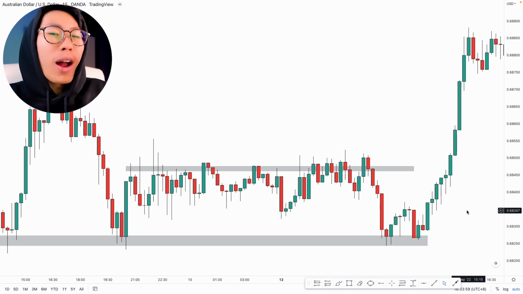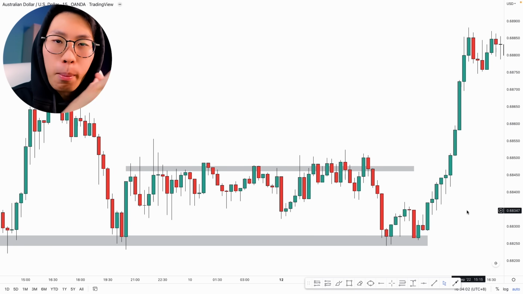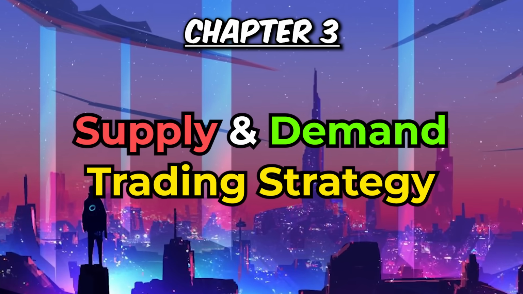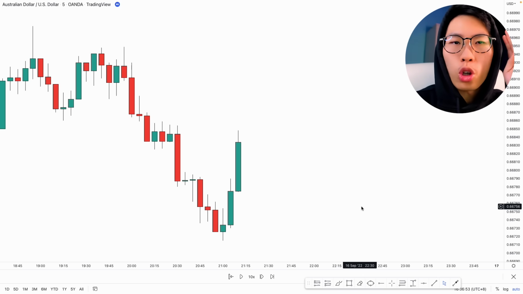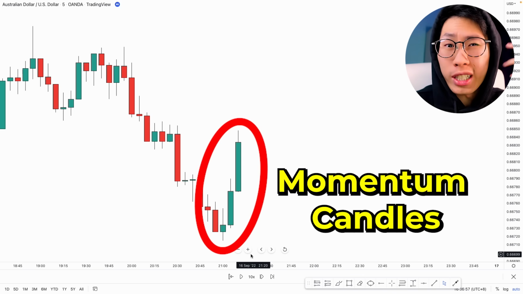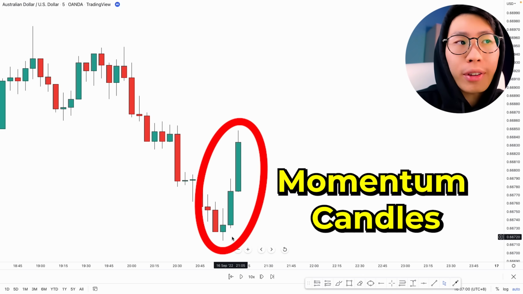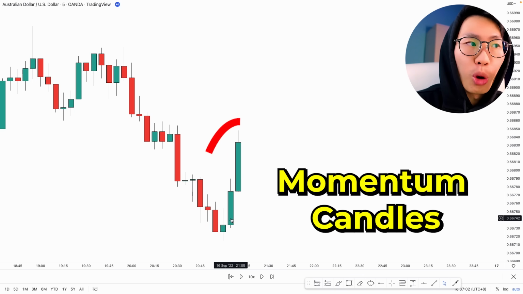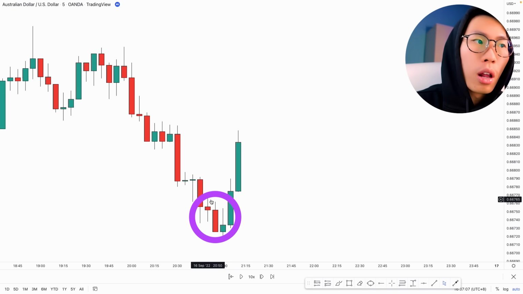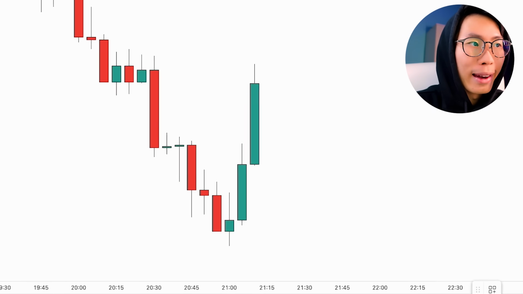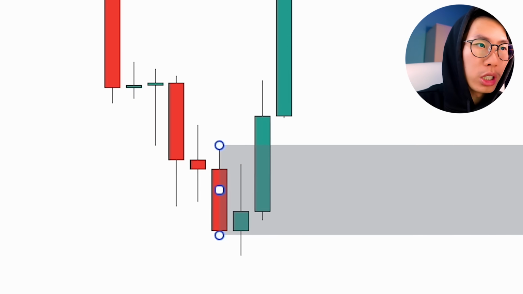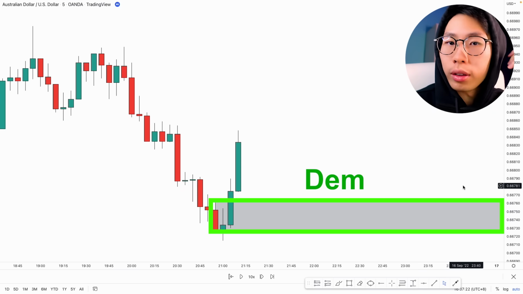Now that we have understood how to identify supply and demand zones, we have to know how to trade them. So right here, I have spotted 3 green momentum candles, which means that the demand zone is somewhere right around here. After I spotted these 3 momentum candles, I'll be looking at the previous candle before this up move formed, which is this red candle right here. So I will take my box tool and literally mark from the high all the way down to the low and drag it to the right just like this. So this is your demand zone.